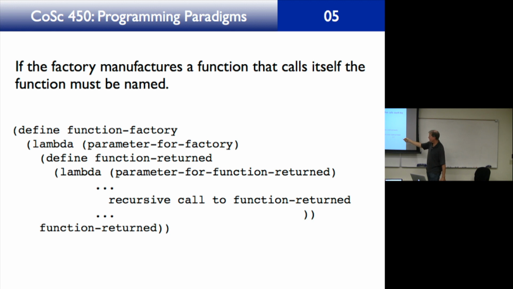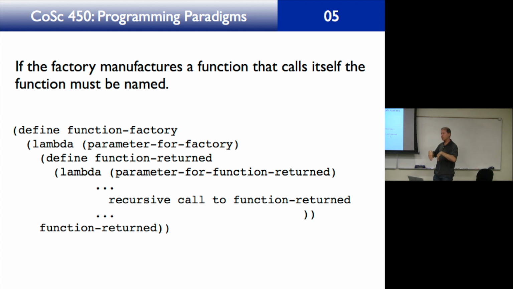And then what gets returned by this lambda parameter for factory? What's going to be the last thing that gets returned? Function returned, which is this. So there's going to be one step at the bottom that actually returns that function. But isn't that function also recursive? Function factory is not recursive. Are you with me? Does everybody understand the structure here of how this has to work in general? Are we good? Okay.